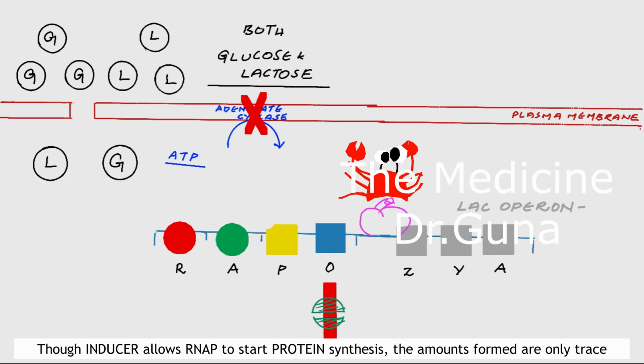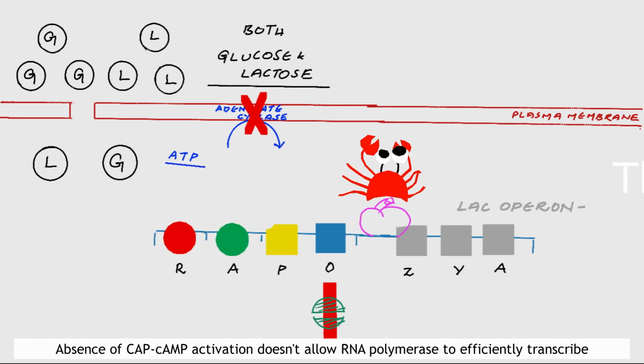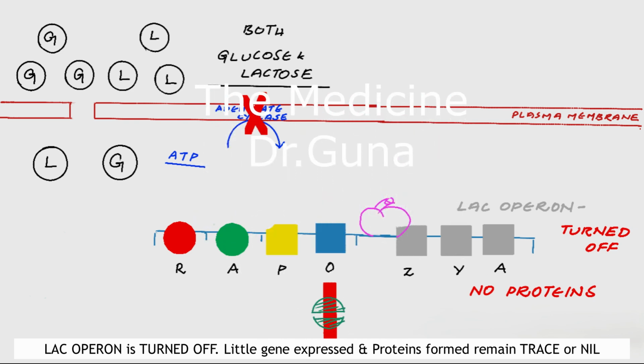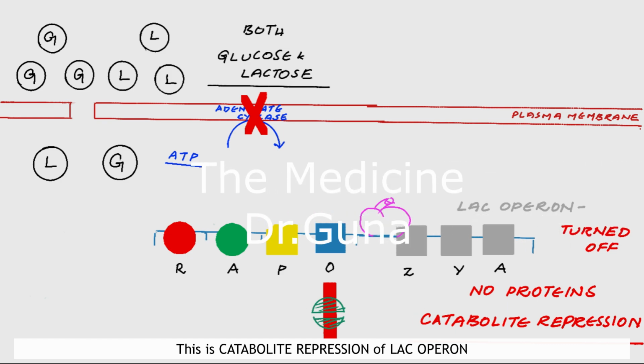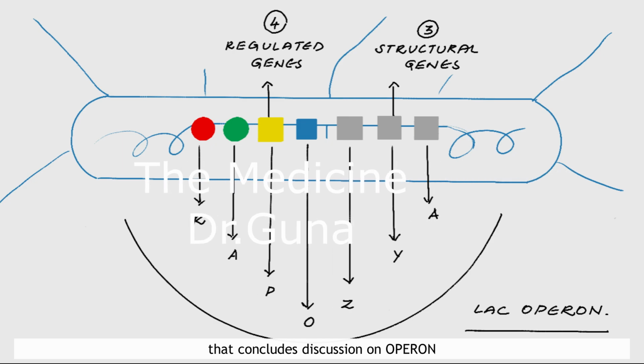Though inducer allows RNA polymerase to start protein synthesis, the amounts formed are only trace. Absence of CAP-cAMP activation doesn't allow RNA polymerase to transcribe efficiently. Lac Operon is turned off. Little gene is expressed, and proteins formed remain trace or nil. This is catabolite repression of the Lac Operon. And that concludes the discussion on the operon.